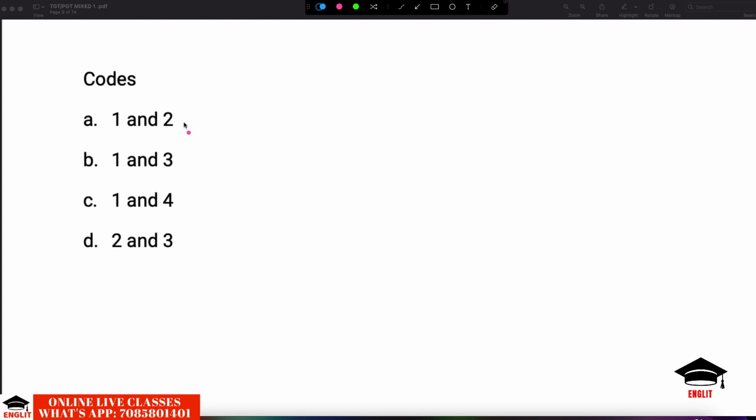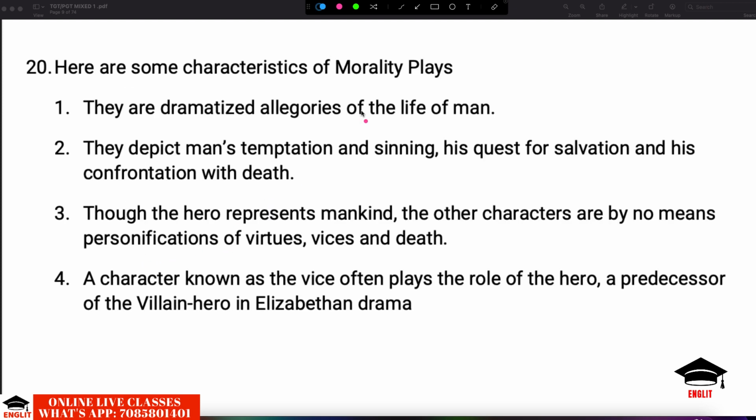Whether it is option first and second, option first and third, option 1 and 4th, or option second and third. The correct option is option 1 and 2. These 2 points are relevant to morality plays. First, they are dramatized allegories of life of man.